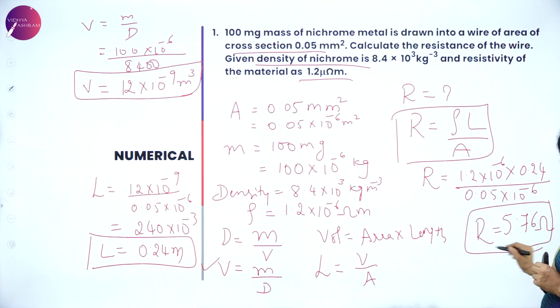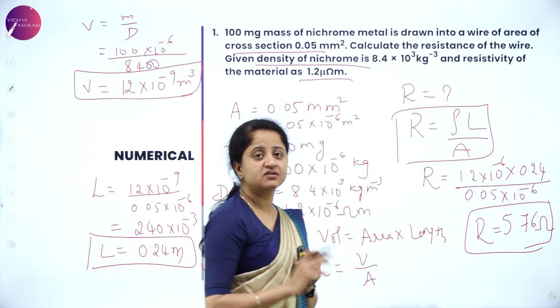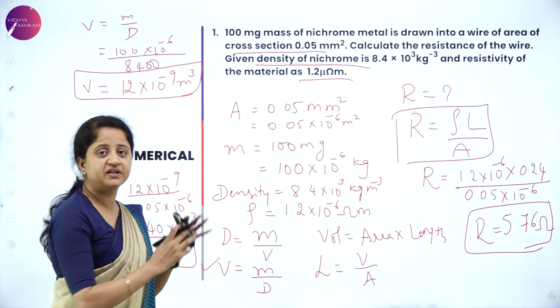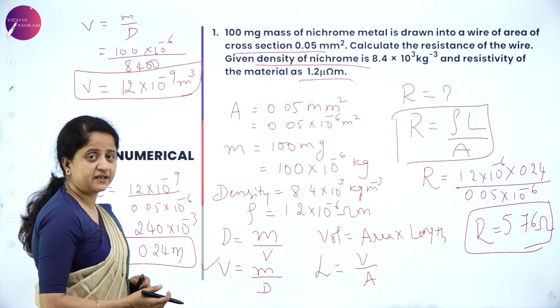Since it is resistance, we are calculating the SI unit of resistance is ohm. So this is how you need to make use of the data to get the desired answer. So let's move on to the next problem.